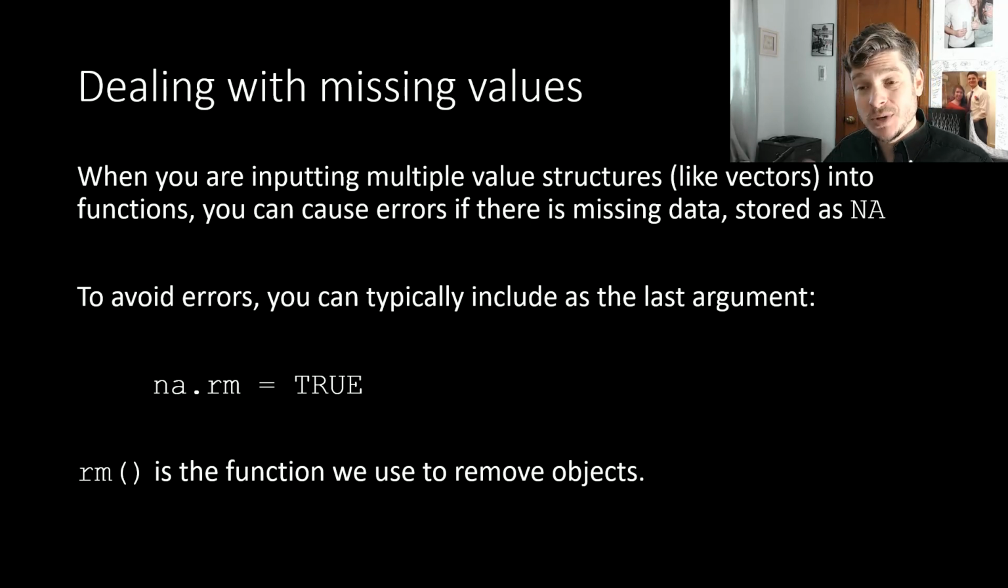And again, like I said, we could go through and clean it up, or we can typically include as one of our last arguments na.rm equals true, which basically stands for if a data value is NA, if a data value is missing, then remove it and then perform the function. So if we include that argument, that will make it so that it removes any of your missing data, because rm is actually a function itself. The rm function is how we can remove objects. And so you can use the rm function.